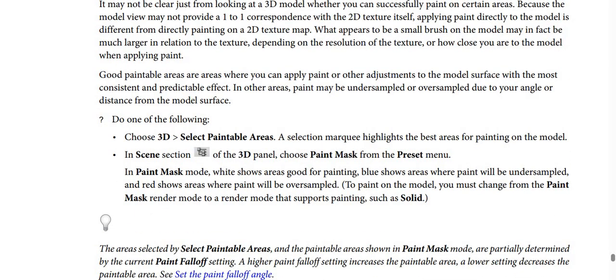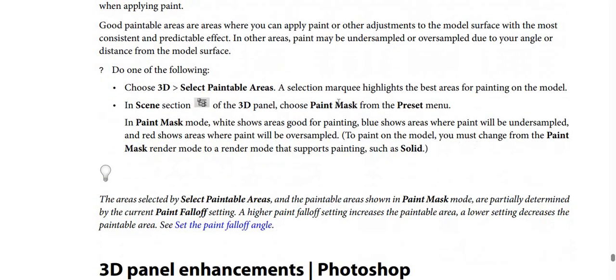Good paintable areas are areas where you can apply paint or other adjustments to the model surface with the most consistent and predictable effect. In other areas, paint may be undersampled or oversampled due to your angle or distance from the model surface. You should do one of the following. Choose 3D firstly, then select paintable areas, and a selection mark highlights the best areas for painting on the model.